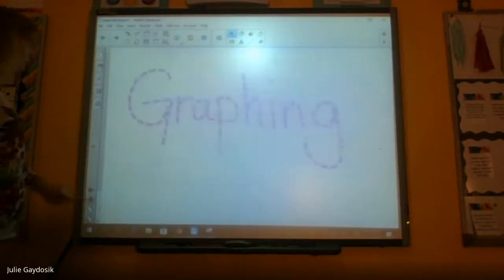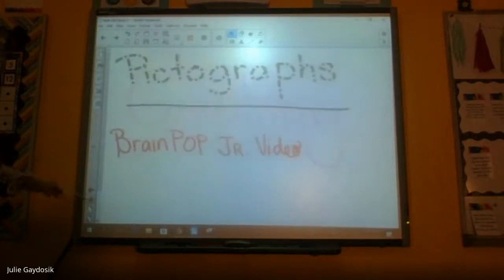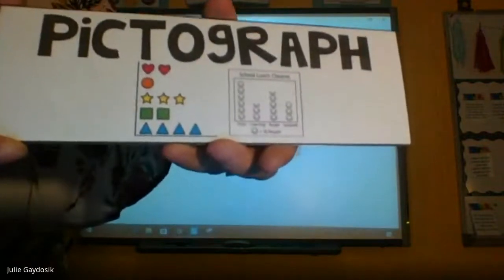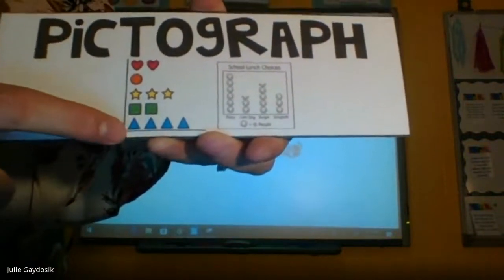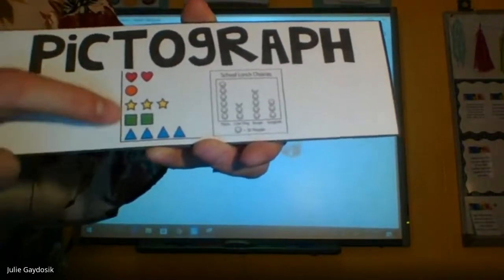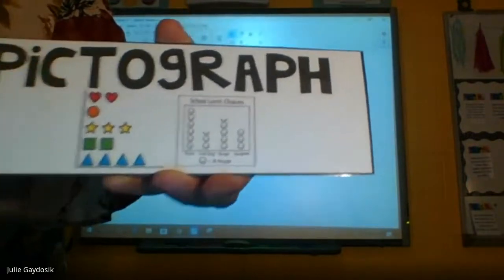Alrighty, moving on. We are getting back into graphing. So today what we're going to be talking about is something called pictographs. Okay. So this is what a pictograph looks like. You can tell that they graphed, maybe it was someone voting on their favorite shapes. So 4 people voted for triangles, 2 for squares, 3 for stars, 1 for circle, and 2 for hearts.